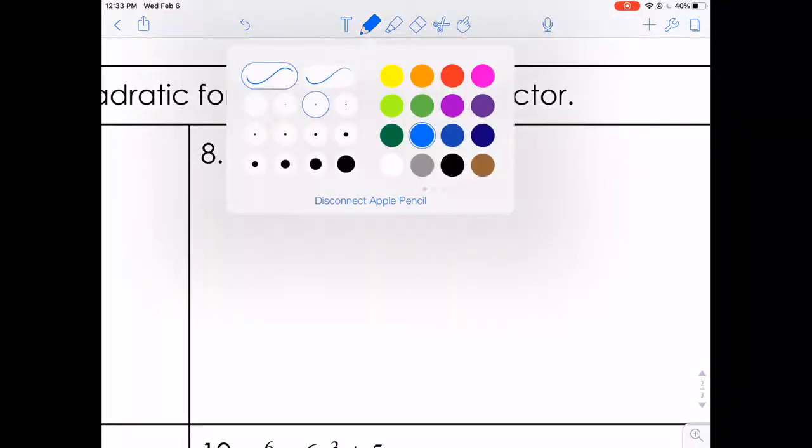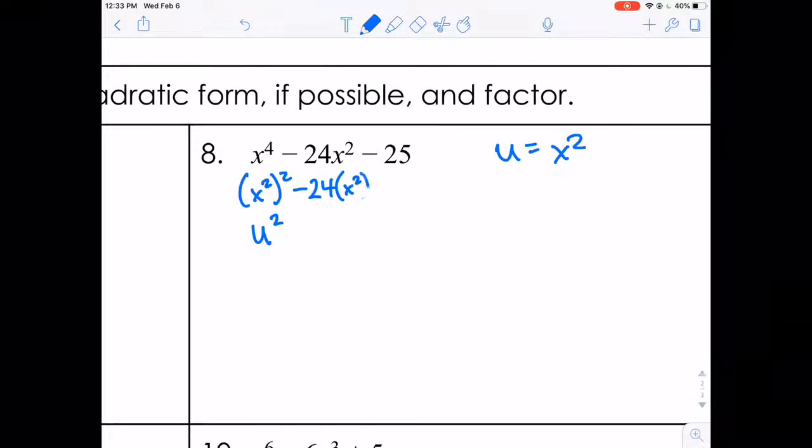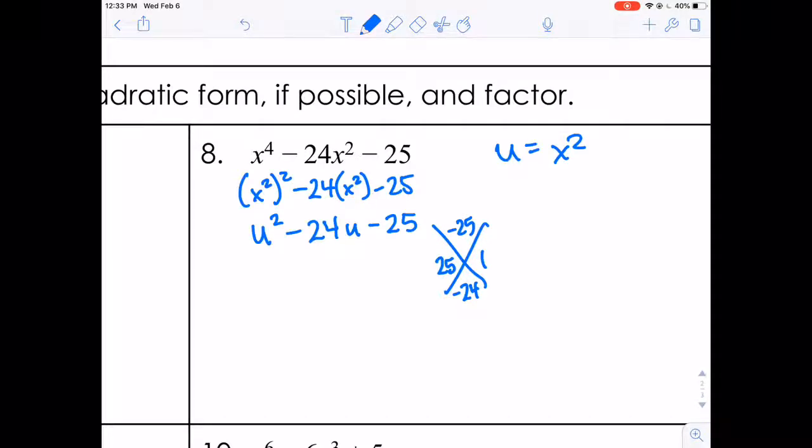So I can see I'm going to again write u equals x squared. So this is like x squared squared. I'm going to turn that into u squared. This is 24 times x squared, or 24u, and minus 25. So I have the x factor, negative 25, negative 24. I know that 25 and 1 make negative 24, so something like negative 25. So I would have u minus 25 and u plus 1. From there, I'm turning my u's back into x squareds.